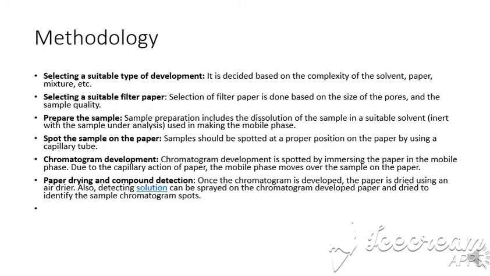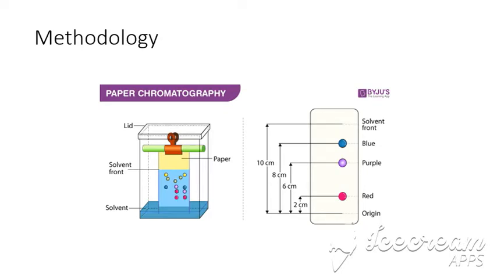Now come to the methodology. Three steps are very important. First step, look at this picture. First step is that you have to cut the filter paper and mark at the end, which is called the origin. Now, second step, apply the sample, the three inks mixture, as a spot on the paper, on the mark line or origin line. Now, this is your stationary phase.